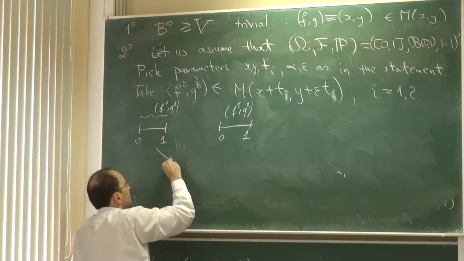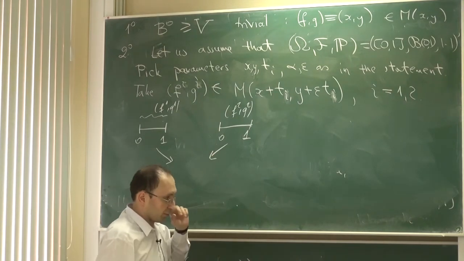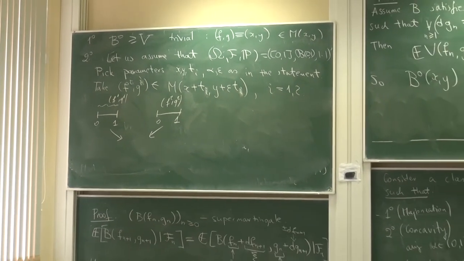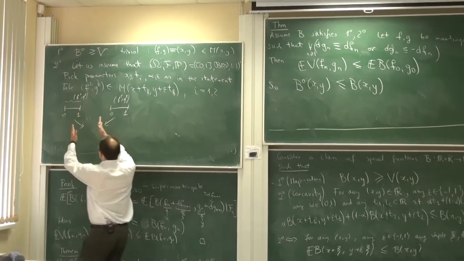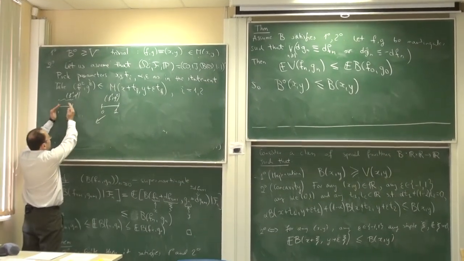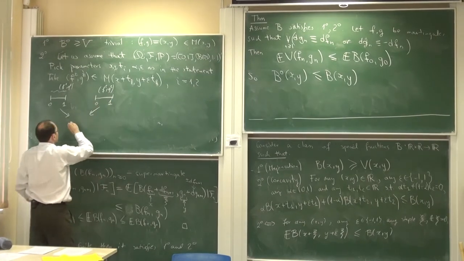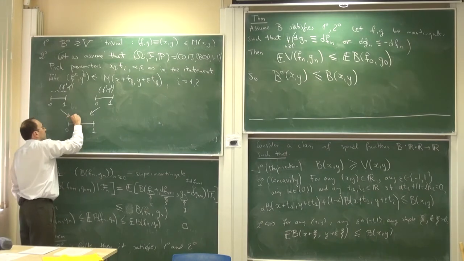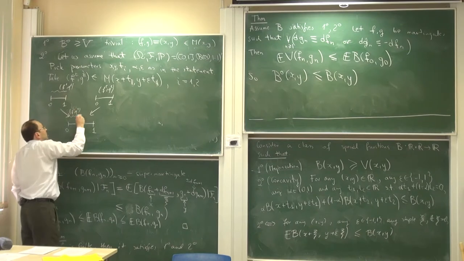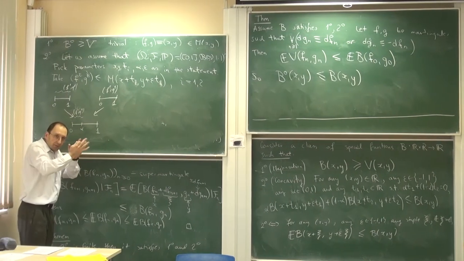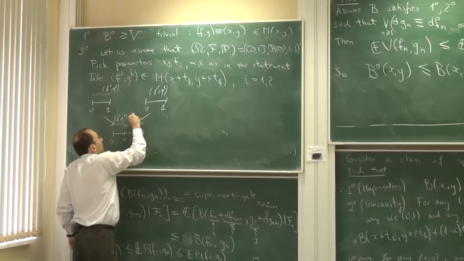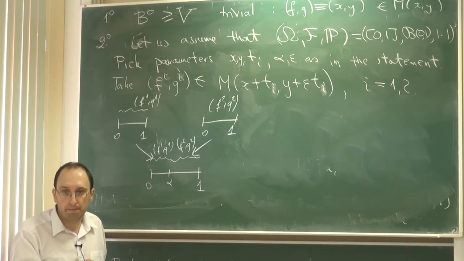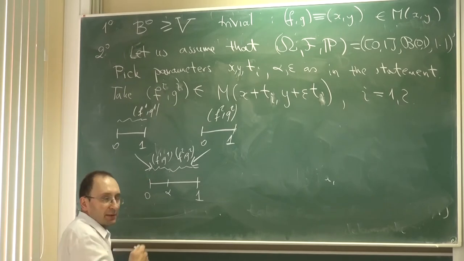All right, so what we do. We have to do this in the right way. You see, we have here these weights, alpha and one minus alpha. So what you do, you squeeze this with parameter alpha, you squeeze this with parameter one minus alpha. And here you put f1, g1, appropriately scaled, and here you put f2, g2. And what you get is again a martingale.